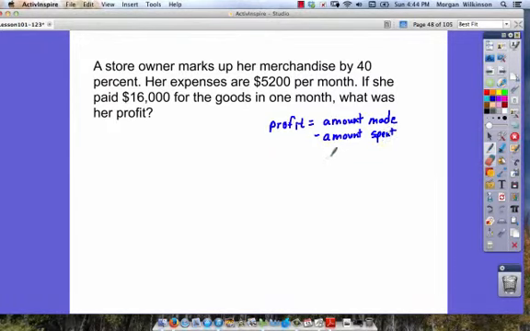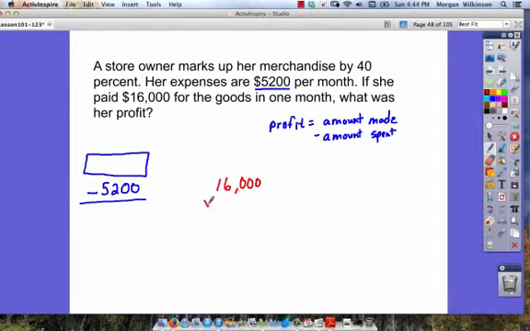So in this problem, we can see how much is spent. $5,200 are her expenses. So that's going to be what we're subtracting. We're subtracting $5,200 from something to find out her profit. Now what we need to figure out is that something. How much did she make? Well, in order to do that, we've got to find the markup that she's put on her goods. So 40% of $16,000 will tell us the markup.